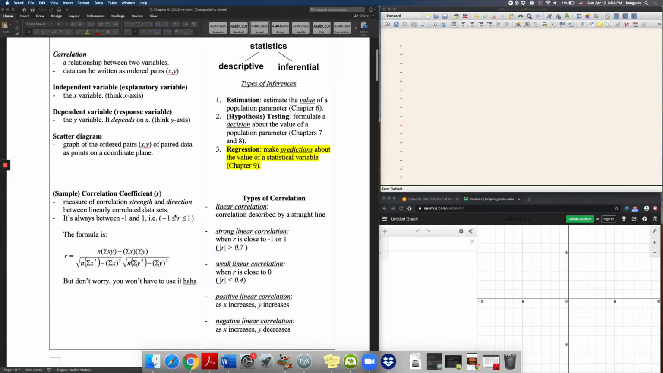So what is the sample correlation coefficient? Sample because there's also something for the population correlation coefficient if you have access to the entire data. That's represented by a different variable, but don't worry about that because we're only going to focus on the r one. All right, so r is the sample correlation coefficient. That's a measure of correlation strength and direction between linearly correlated data sets. Okay, let's just break this down. Strength means how strongly are they related to each other. So as one goes up, is the other guaranteed to go up or not?